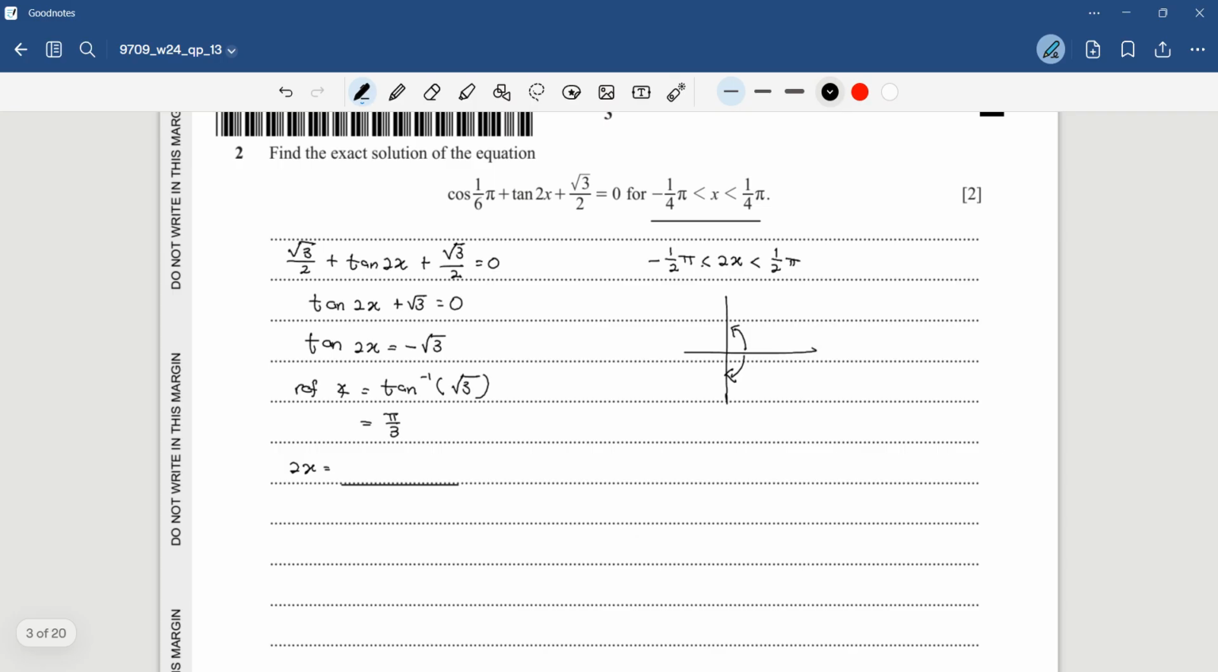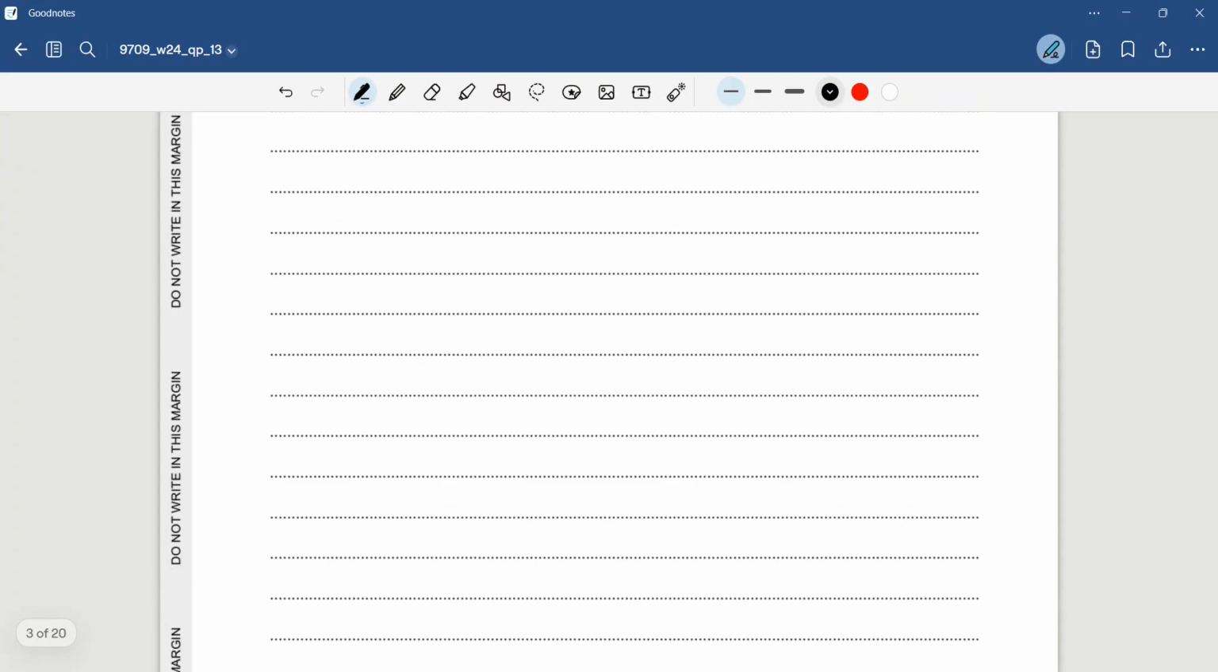Here tangent 2x equals a negative value, so tangent negative will be only this region. Therefore this is the only answer, which is going to be negative pi over 3. Therefore your x equals negative pi over 6. This is the only answer for this.